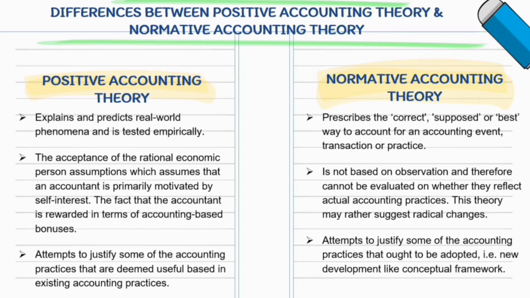Third, positive accounting theory attempts to justify some of the accounting practices that are deemed useful, based on existing accounting practices, while normative accounting theory attempts to justify some of the accounting practices that ought to be adopted. For example, new developments like the conceptual framework. Normative accounting also deals with future events rather than past data, which is the domain of positive accounting practices.